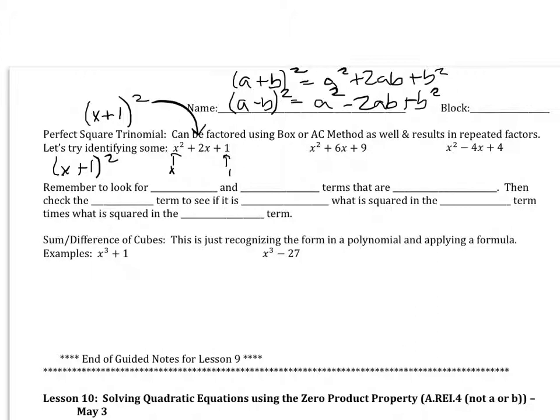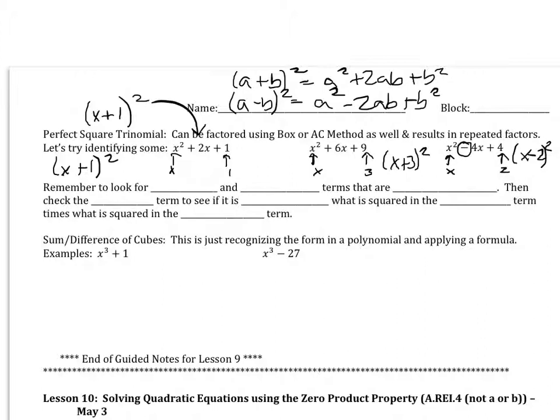Same thing with the next one. The thing that's squared here is x. The thing that's squared here is 3. And 2 times 3x is 6x. So this factors to x plus 3 squared. Same with the last one. What's squared here is x. What's squared here is 2. And 2 times 2x is 4x. So we're going to have x minus 2 squared here because of this minus sign.